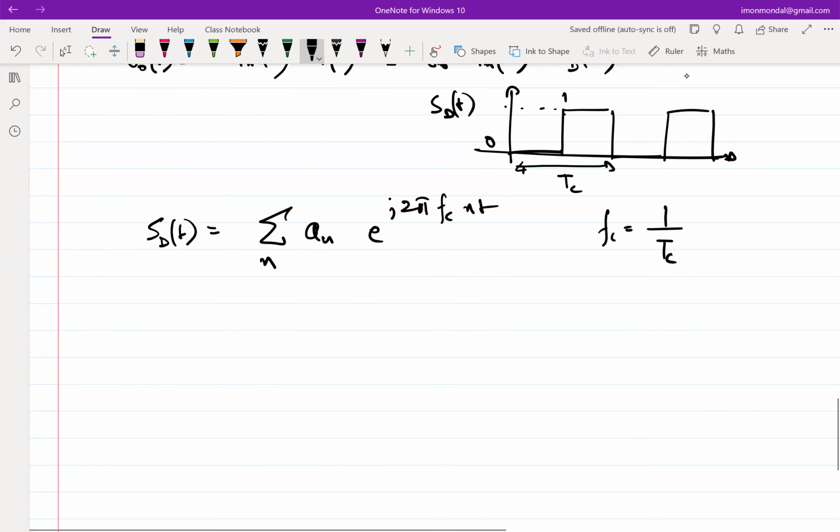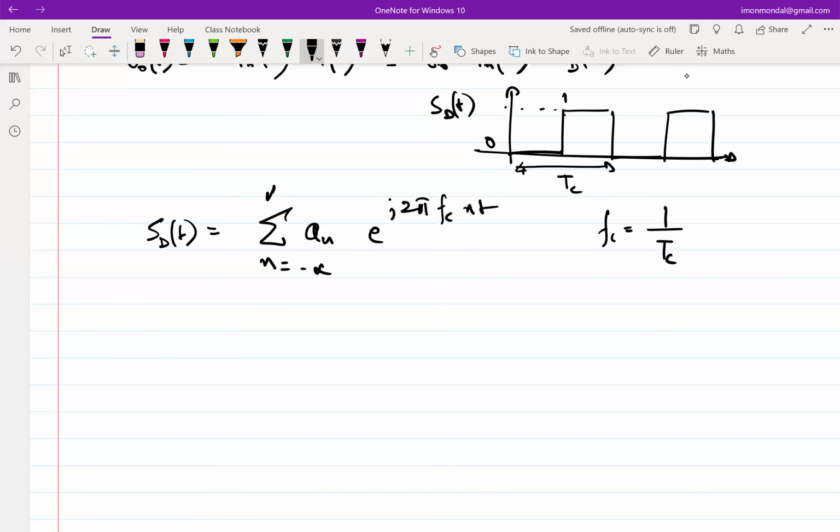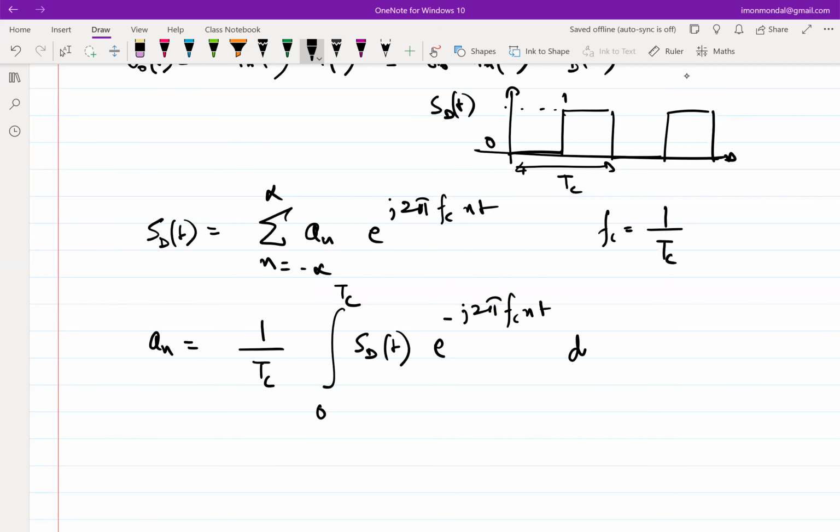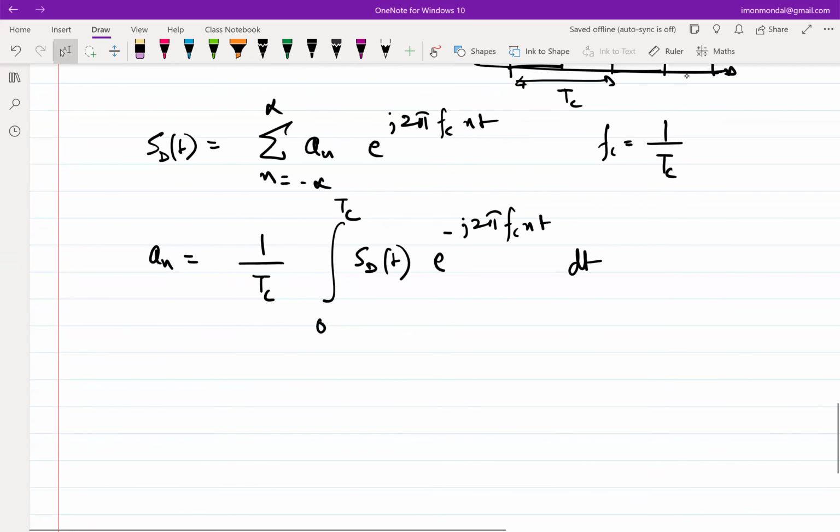Okay, fine. So this is nothing new. I assume all of you know this from your basic communication courses. So how do I get an? Here n goes from minus infinity to infinity. So an is 1 over 1 period, it can go from 0 to tc, of SD of t times e to the power minus j 2 pi fc nt, integrated over time. So if I do that, what do I get?